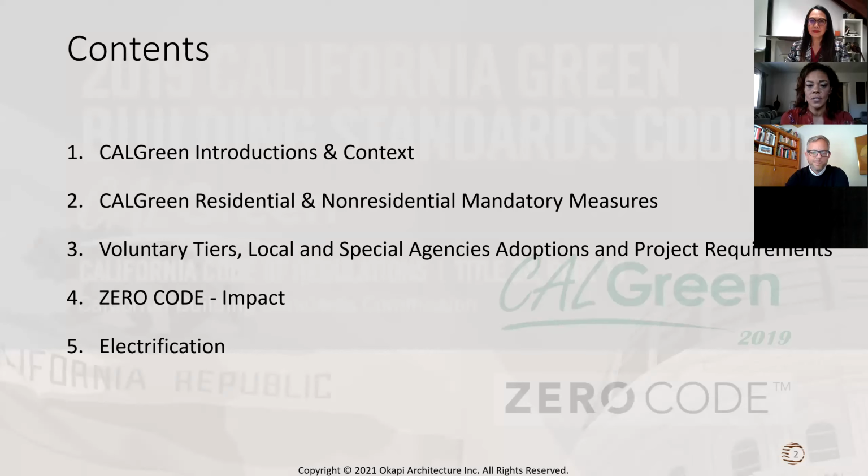And then we'll go into the zero code impact and electrification and the impacts of that on CALGreen and zero code.